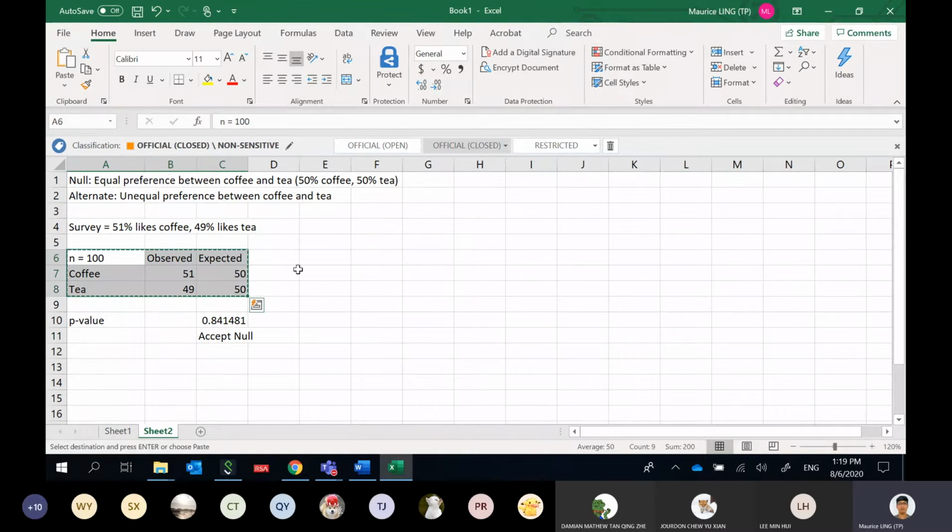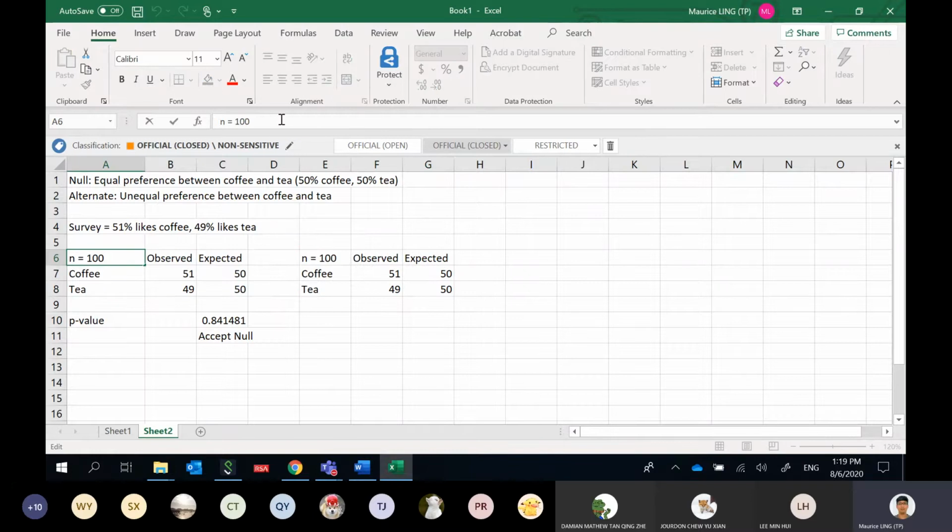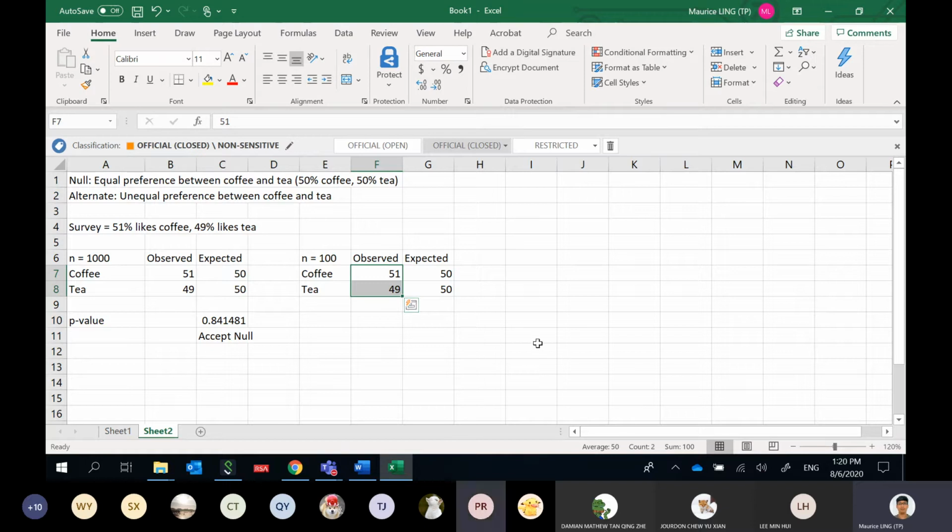Okay, so let's say another group is very hardworking, and instead of surveying 100 people, they survey 1,000 people. Assuming it's still 51% likes tea, 49% likes coffee, what should these two numbers be? Let's try Jingru. Do you mean the observed value? Yeah, observed value. 510 and 490. How about the expected? 500, 500. Okay.